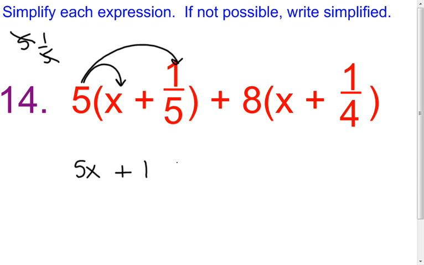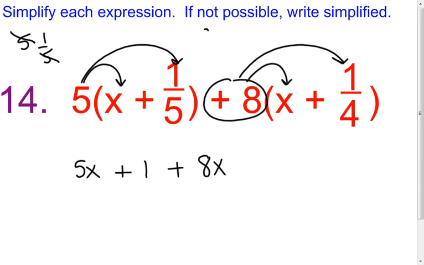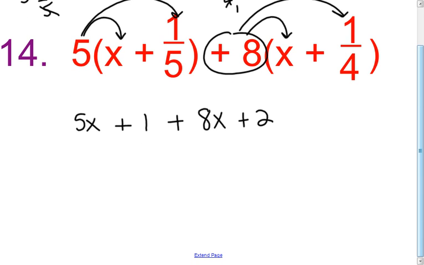Okay, so I have 5x plus 1, plus I have 8 times x is 8x, and 8 times 1/4. I'll do this up here so you can see it. 8 times 1/4. 2 times 1, of course, we know is 2. You can also, when you're multiplying by 1/4, think of it as dividing by 4, and 8 divided by 4 is 2. Okay, combine your like terms. 5x plus 8x we know is 13x, and 1 plus 2 we know is 3.